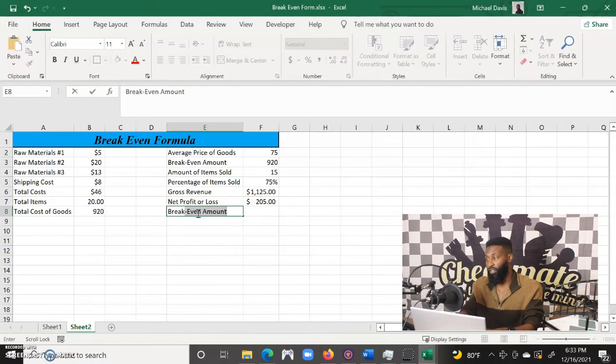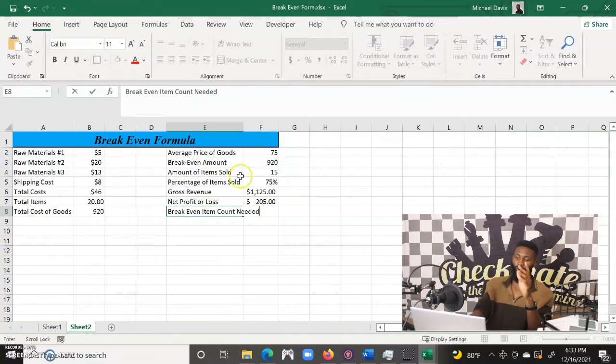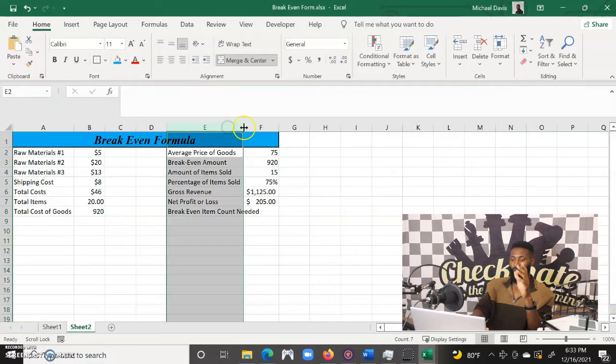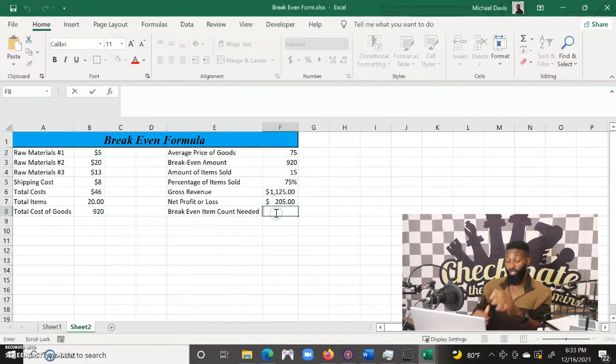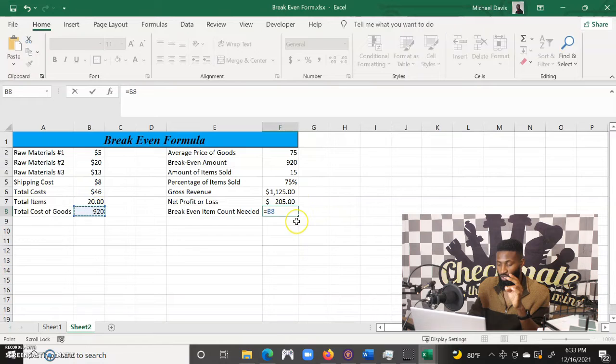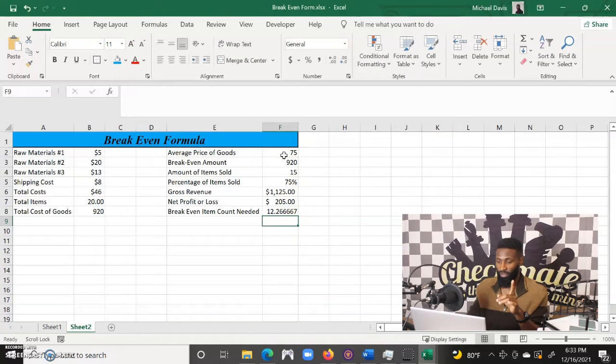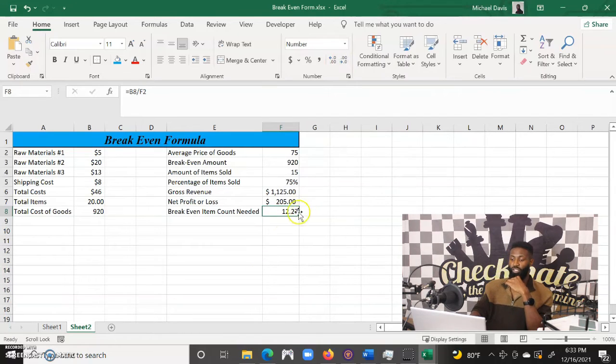Now this is the break-even item count needed. This is what you get for real with the break-even formula. You get the actual number of how many items you need to sell to break even. Now to do this, we need the total cost of goods, which is right here, and we need to divide it by the average price of goods. Let's take some of these decimals out. So we need to sell about 13 items. You always round up. We can't sell part of an item.